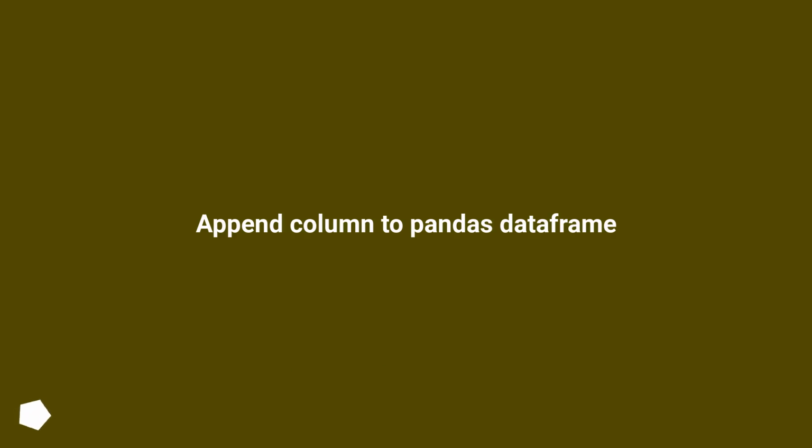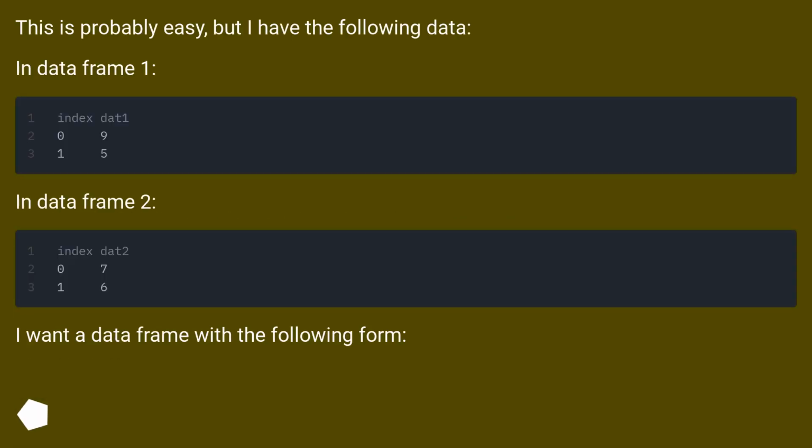Append column to pandas dataframe. This is probably easy, but I have the following data in data frame 1, in data frame 2. I want a data frame with the following form.